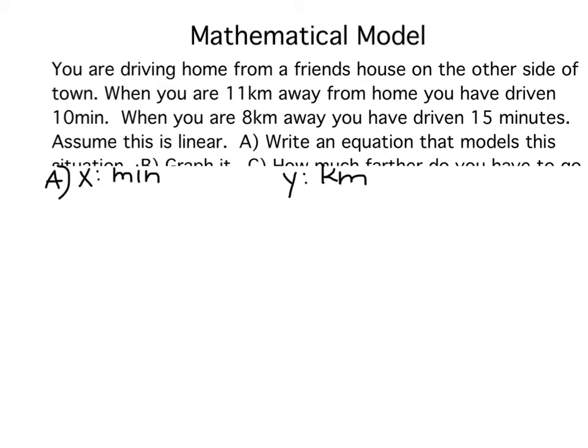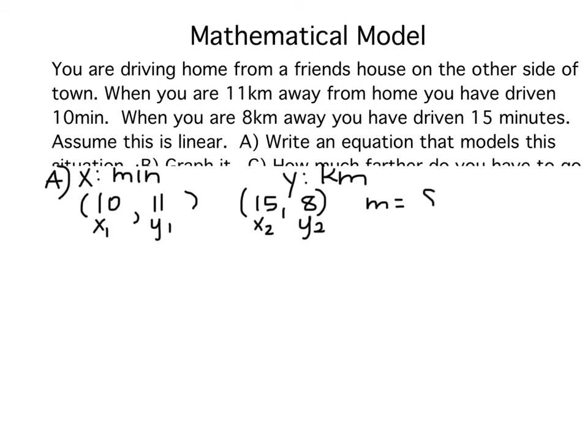Now, why do I need to know that? So that I can make my coordinates. My first is 10 minutes, 11 kilometers. The second one is 15 minutes, 8 kilometers. I'm going to find the slope. If you remember, slope is y2 minus y1 over x2 minus x1. So my slope is -3 over 5.